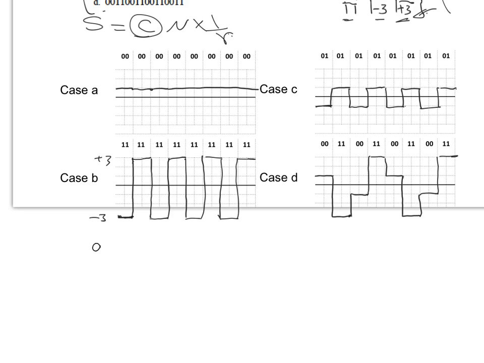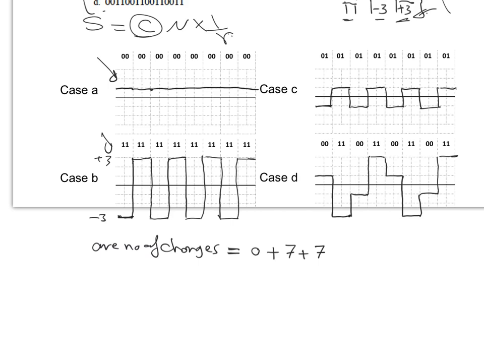So first, average number of changes equals how many number of changes here? Zero. How many number of changes for case B? Let's see, 1, 2, 3, 4, 5, 6, 7. Okay, so we have 7. Plus, how many number of changes for case C? Again, 1, 2, 3, 4, 5, 6, 7. And by the number of changes, I mean any change in the signal level. Okay, any change in the signal level. So again, this is 7.